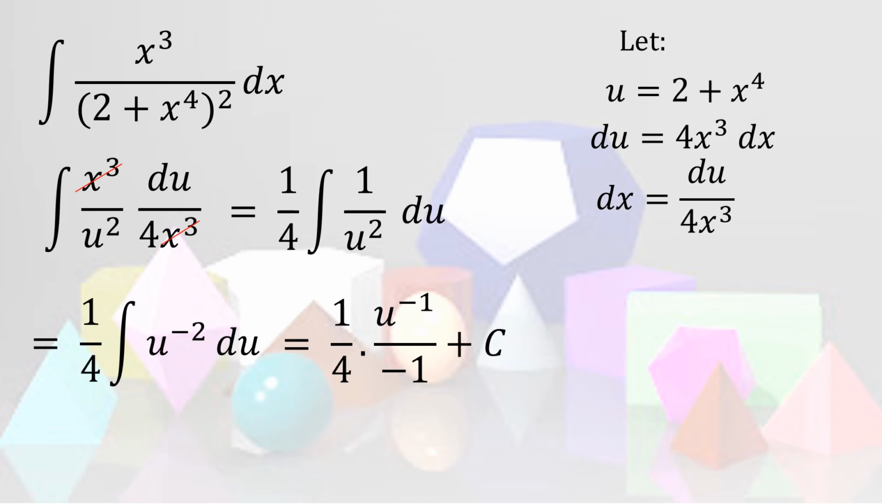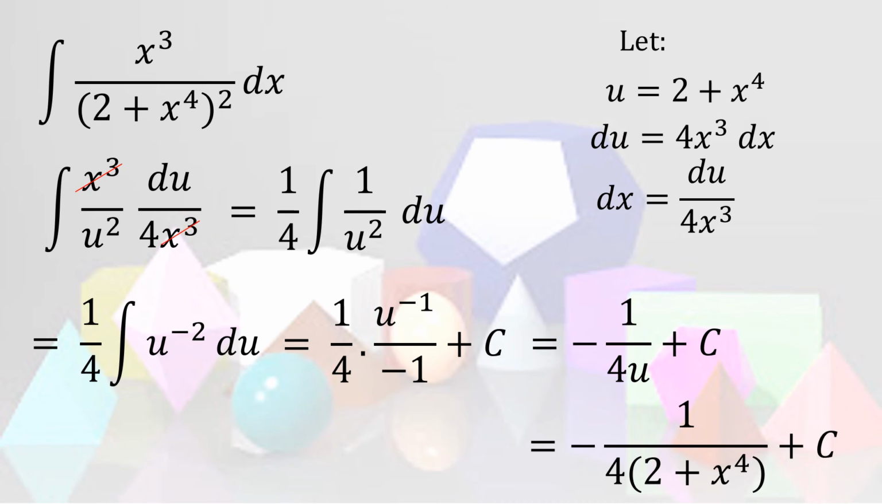Simplifying further, since we already integrated u to the negative 2, we can bring it down to make our exponent positive. So as you can see, u to the negative 1. So let us make negative 1 positive. So we will be getting negative 1 over 4u. And then in mathematics, if the exponent is 1 already, we need not write it anymore. So from here, we are going to substitute the value for our u. So it will be equal to negative 1 over 4 times the quantity 2 plus x to the fourth, plus c.